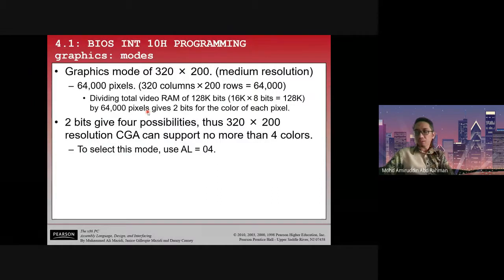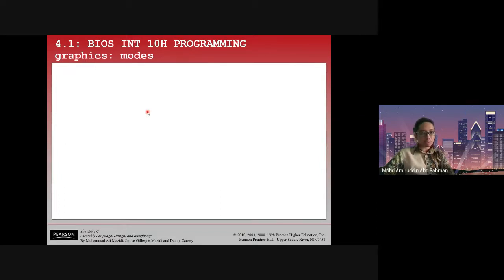So 2 bits give 4 possibility. So maksudnya dia 00, 01, 10 and 11 saja. So dia 4 possibility tu je. Thus, 320 times 200 resolution CGA can support no more than 4 colors. To select this mode, use AL04.